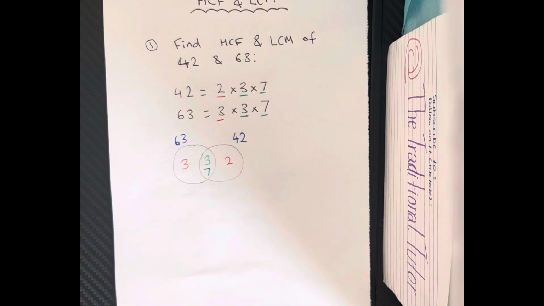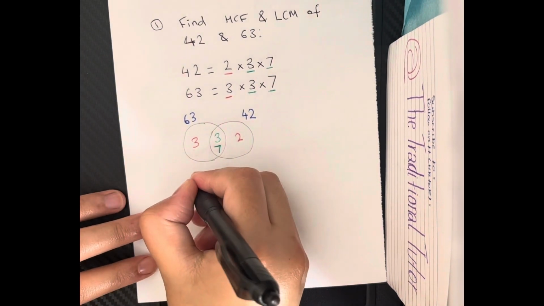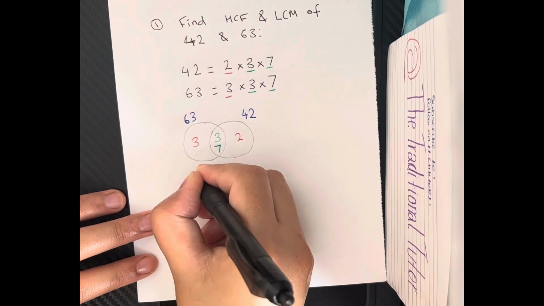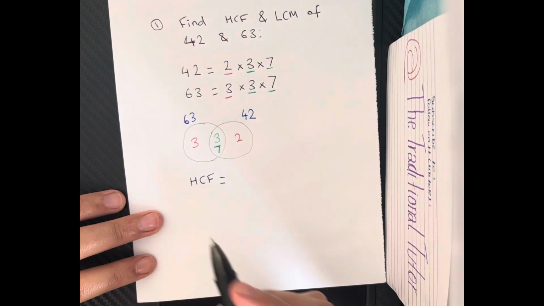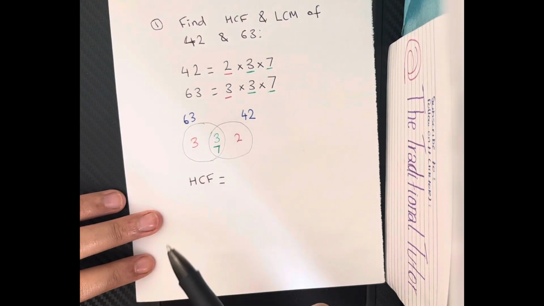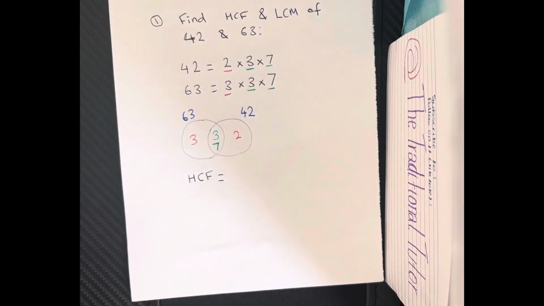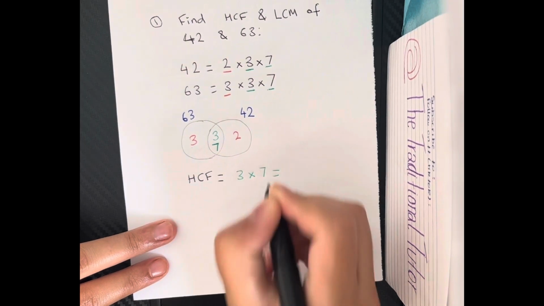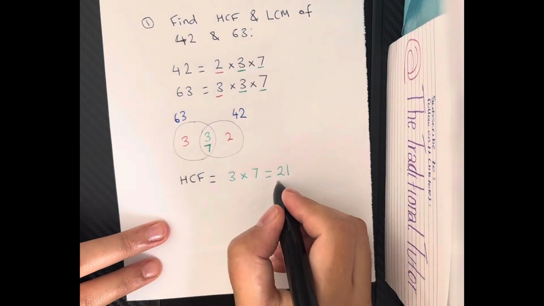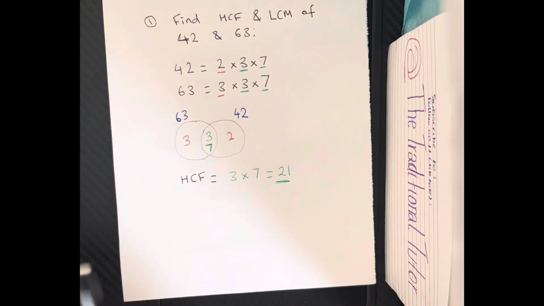And now we'll take a look at how to use this Venn diagram in order to work out the HCF and the LCM. So the HCF stands for the highest common factor, okay, of 63 and 42. So we want the highest common factor. We'll do that by looking at the 3 and the 7 that's in the middle, okay, because they're common in both. So what we're going to do is multiply my 3 by my 7. That gives me 21. That means that 21 is the highest common factor of both 63 and 42.